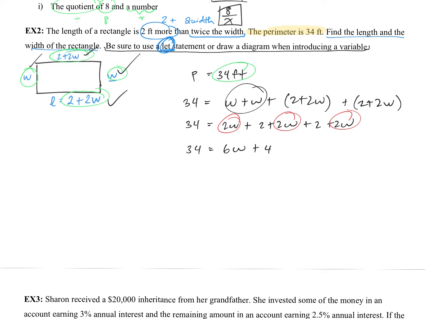Alright, let's see. To solve for w, subtract 4 from both sides. We get 30 equals 6w. And lastly, okay, we're almost done for solving for w. 6 is being multiplied to that w. How do I undo multiplication? I'll divide by 6, divide by 6. 30 divided by 6 is 5.